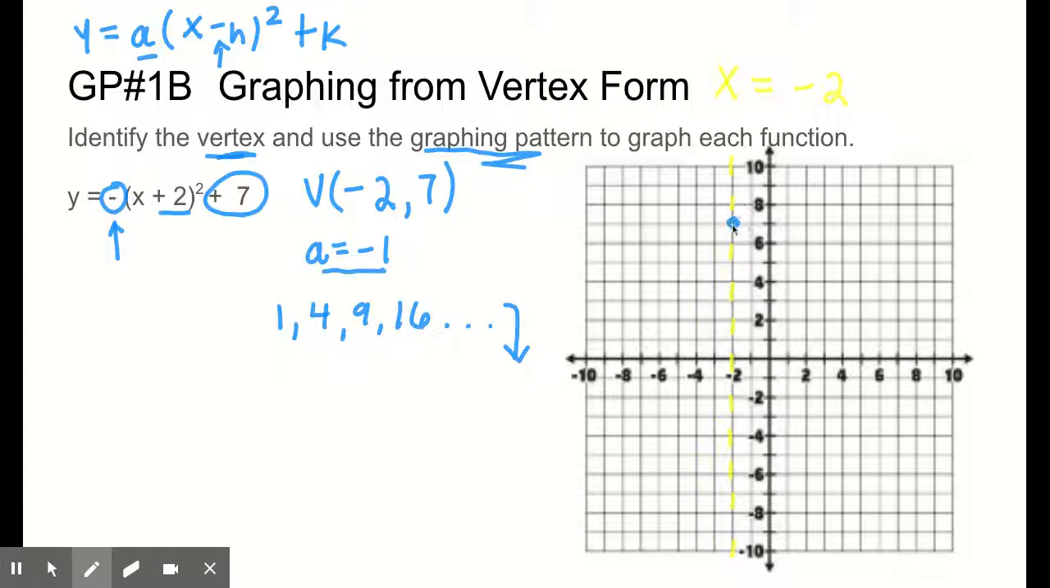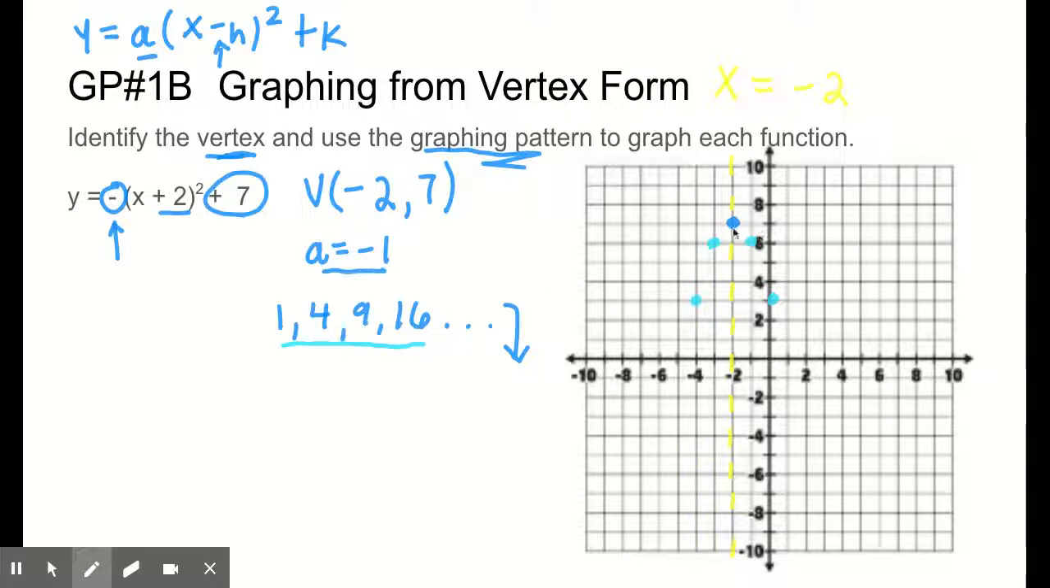So then from my vertex, I can now use my graphing pattern, but in the downward direction because my a value is -1. So from here, I move down 1 and over 1. Remember, that's always in both directions because we have that axis of symmetry that divides our parabola into 2 equal parts. Then from the vertex, I'm going to move down 4 and over 2.